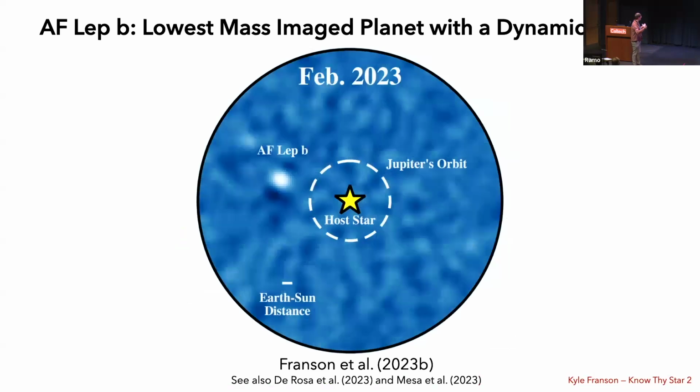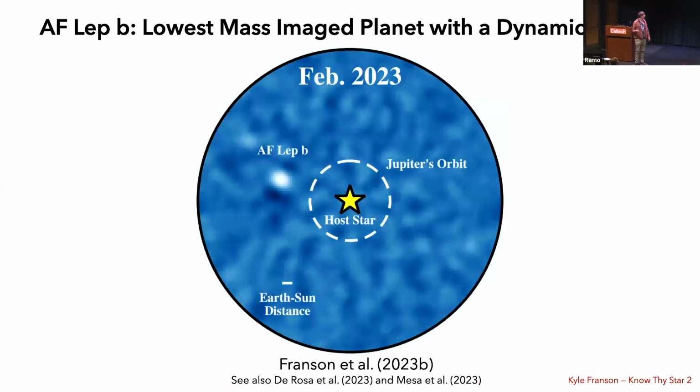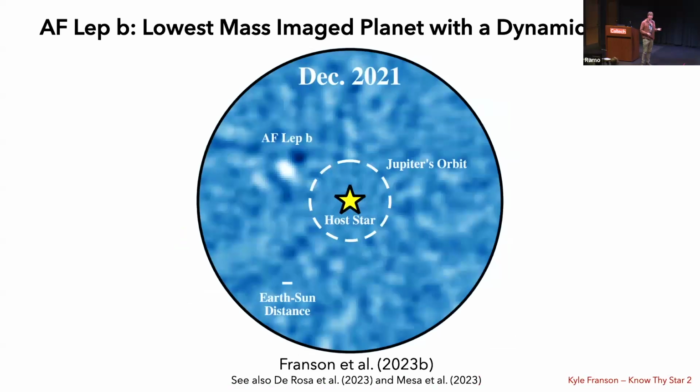And so today I'm going to focus on the most exciting discovery from our survey, which is AFLAP-B. AFLAP-B is an imaged exoplanet that we discovered through our program that's the lowest mass imaged planet with a dynamical mass measurement. We first imaged this system in December of 2021 and then obtained follow-up imaging in February of 2023. We were able to confirm that the planet was co-moving with its host star.